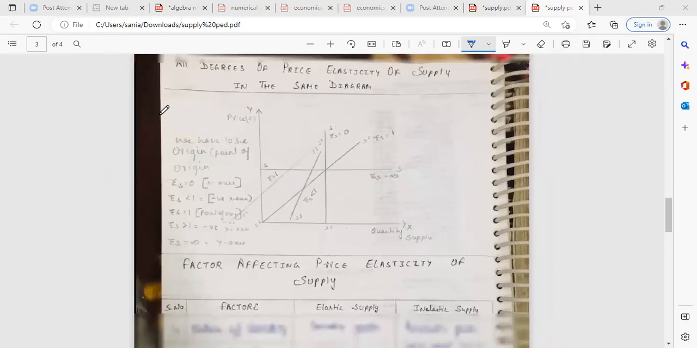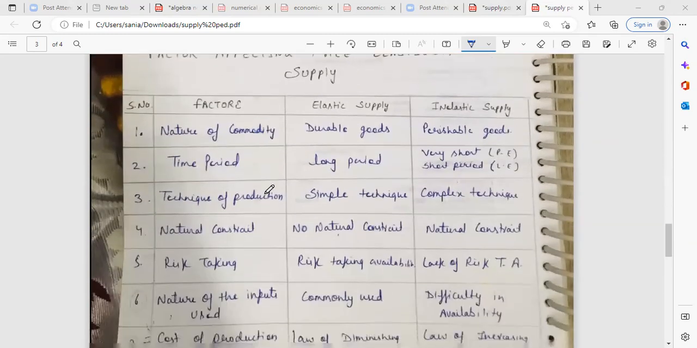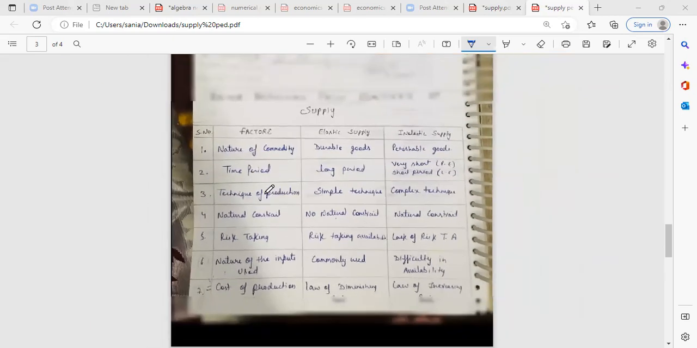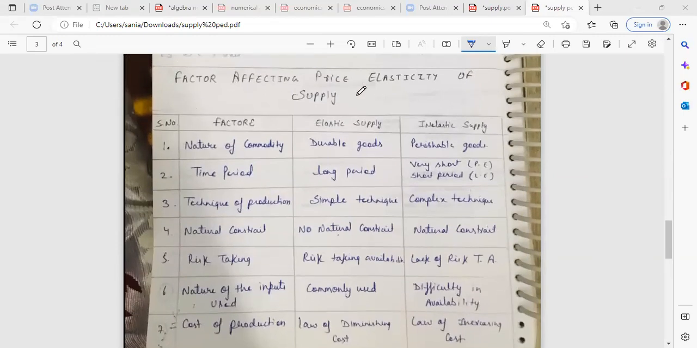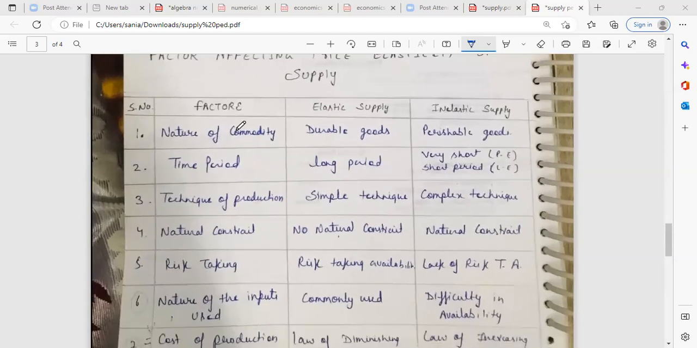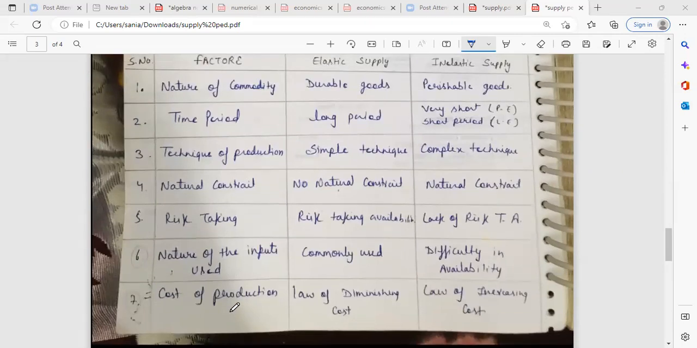Now, coming to this. So, basically, what is this, ma'am? This is the graph which we usually have done, so there is no need to draw this. Now, these are the factors that affect the supply. Let's see one by one what the factors are. Factors affecting price elasticity of supply: first is nature of commodity, time period, technique of production, natural constraint, risk taking, nature of input used, and cost of production. One by one, we will understand what these are, and after that, we will understand what happens if these are the factors.